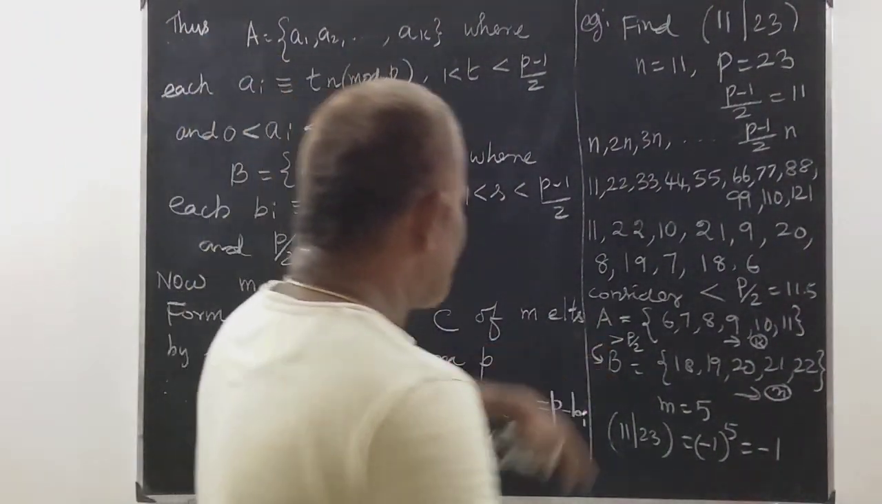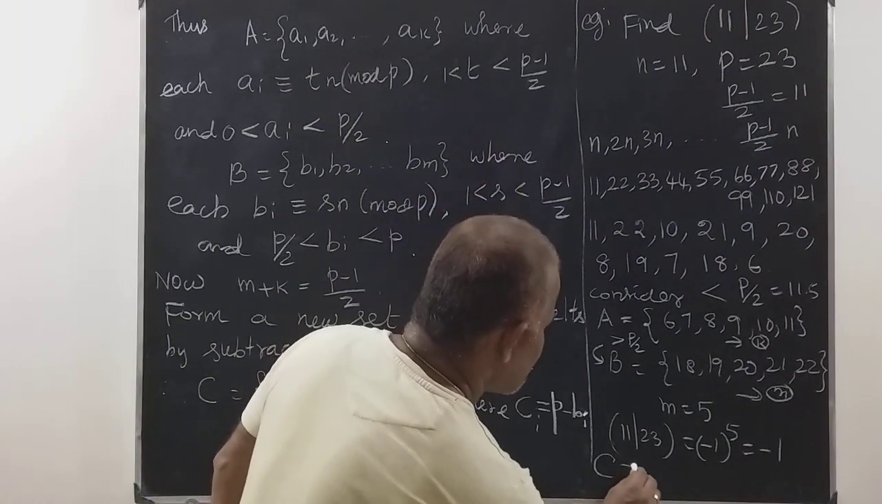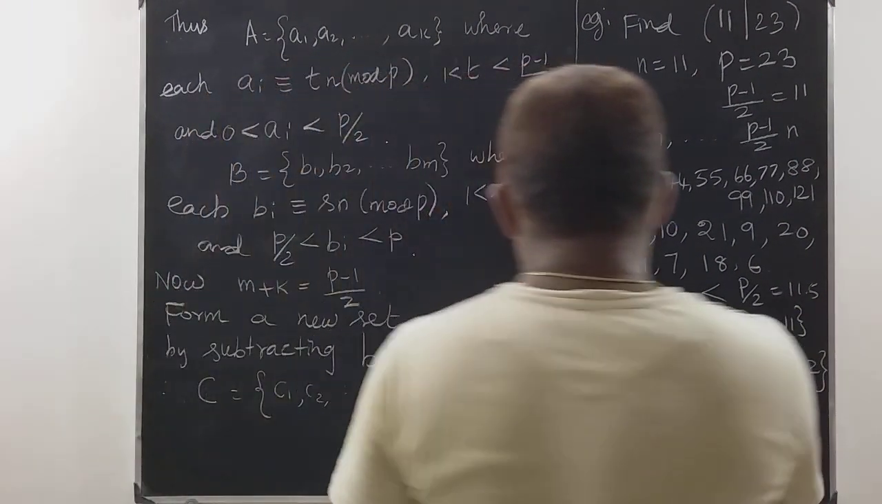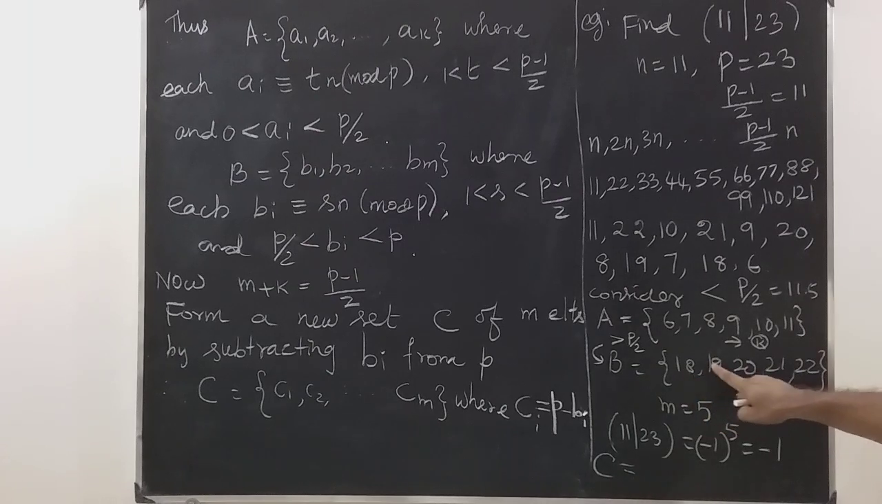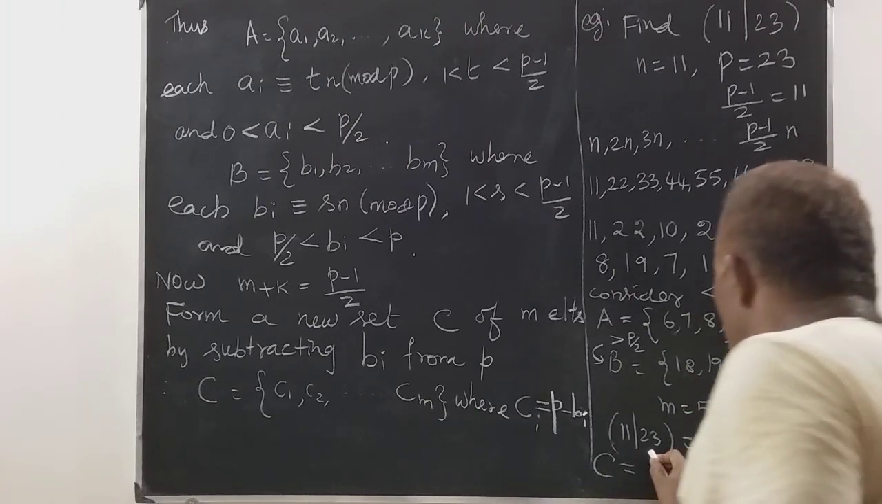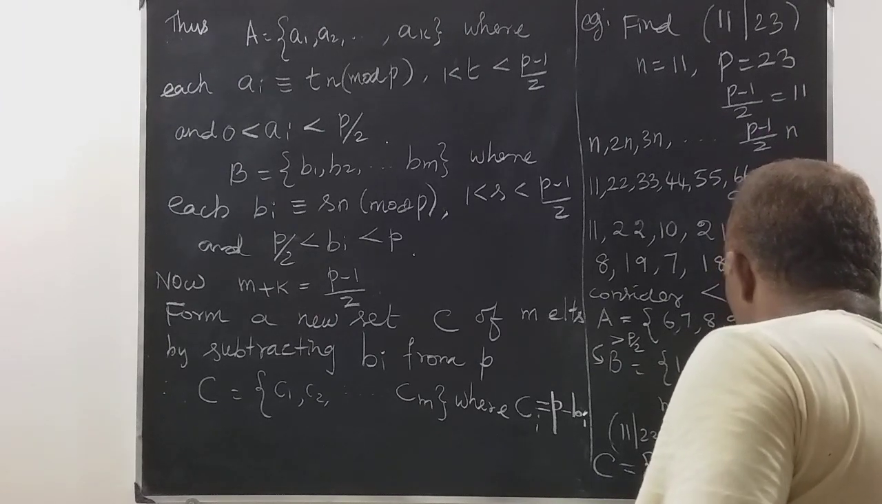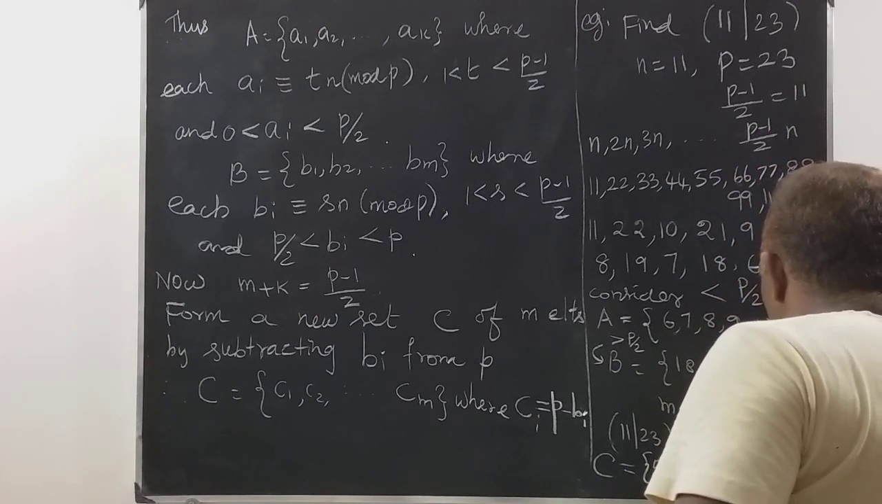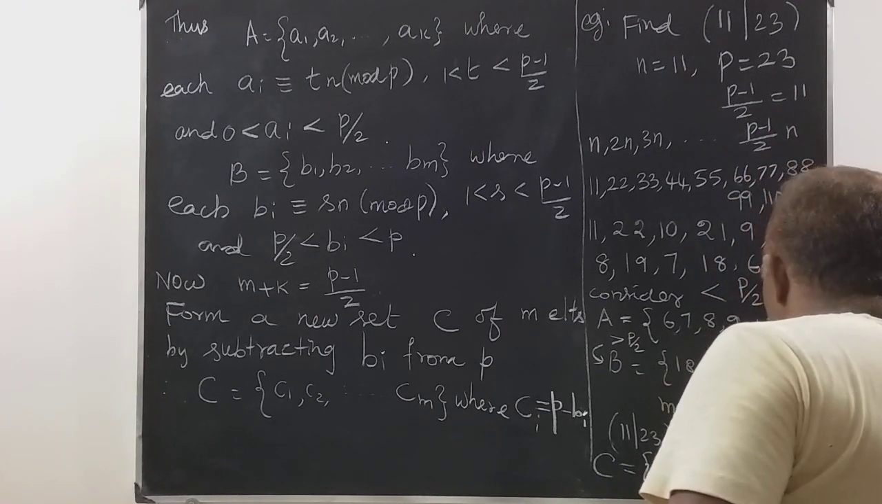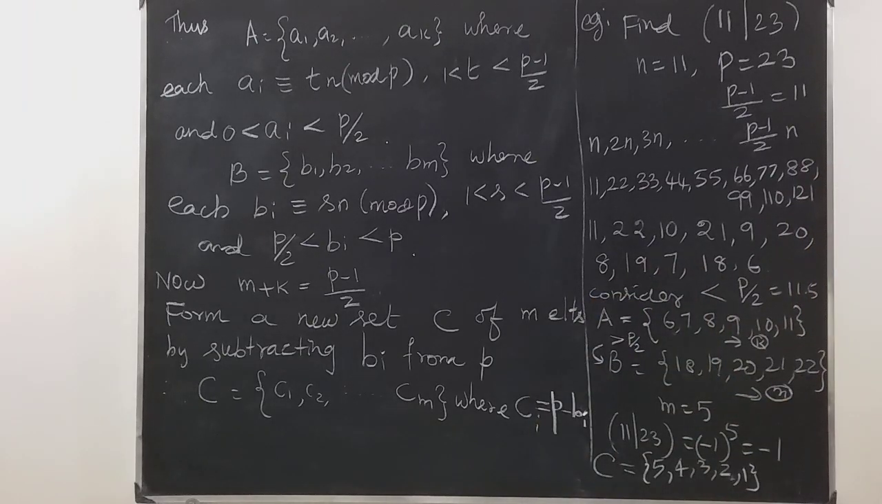So now let us take that set C. C is equal to P minus P1. So this is B1, B2, B3. This is A1, A2, A3. P is equal to 23. 23 minus 18 is equal to 5. 19 is 4, 3, 2 and 1. So this is C. Okay.